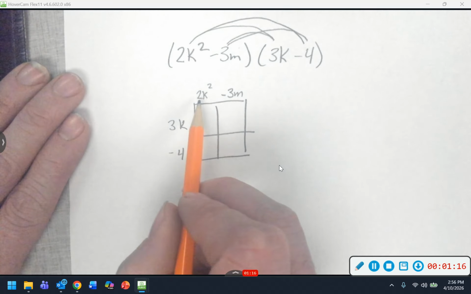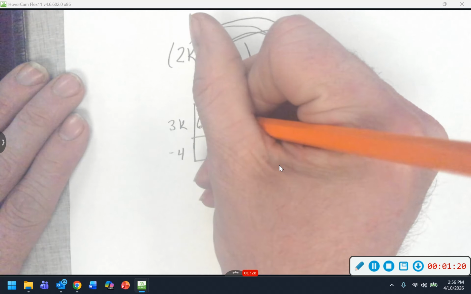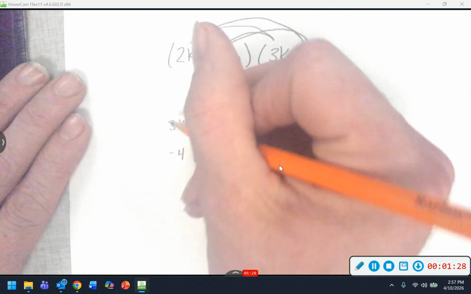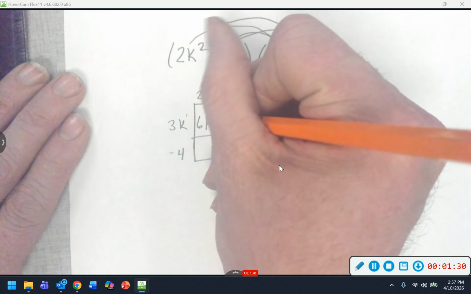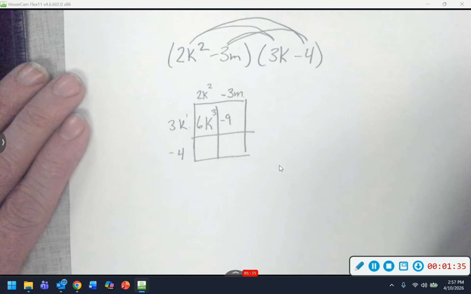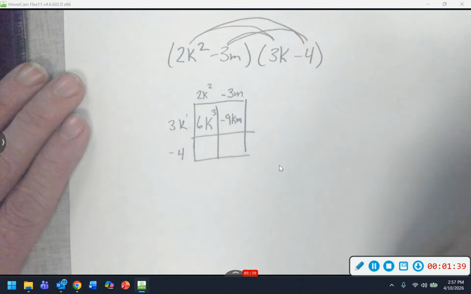I'm going to multiply. 2 times 3 is 6. K times k squared. I add the exponents when I multiply. So I'm going to add that invisible 1 exponent with the 2 exponent. 3 times negative 3 is negative 9. And k times m, those are different bases. So I'm not going to add their exponents. I'm just going to write km.